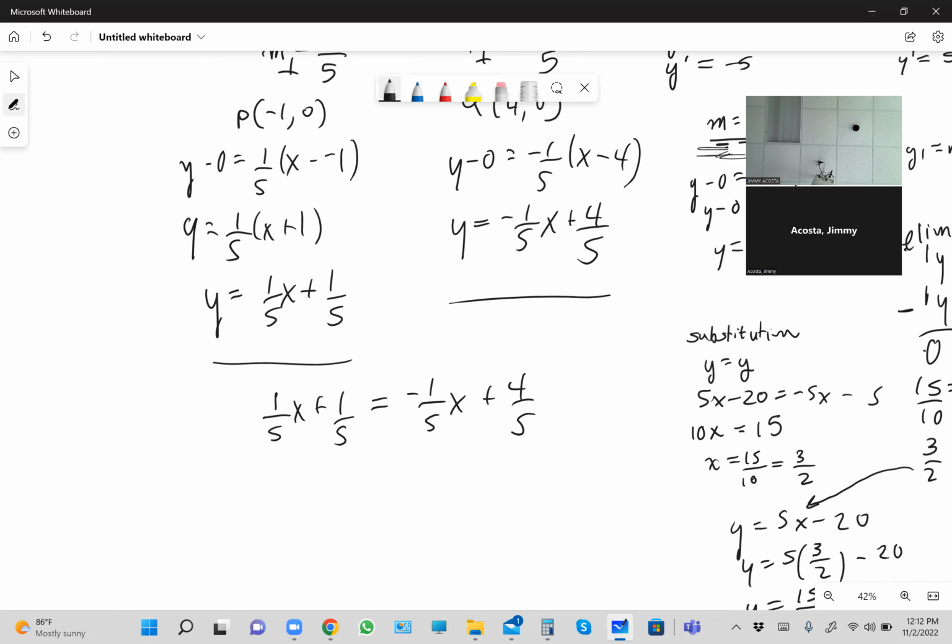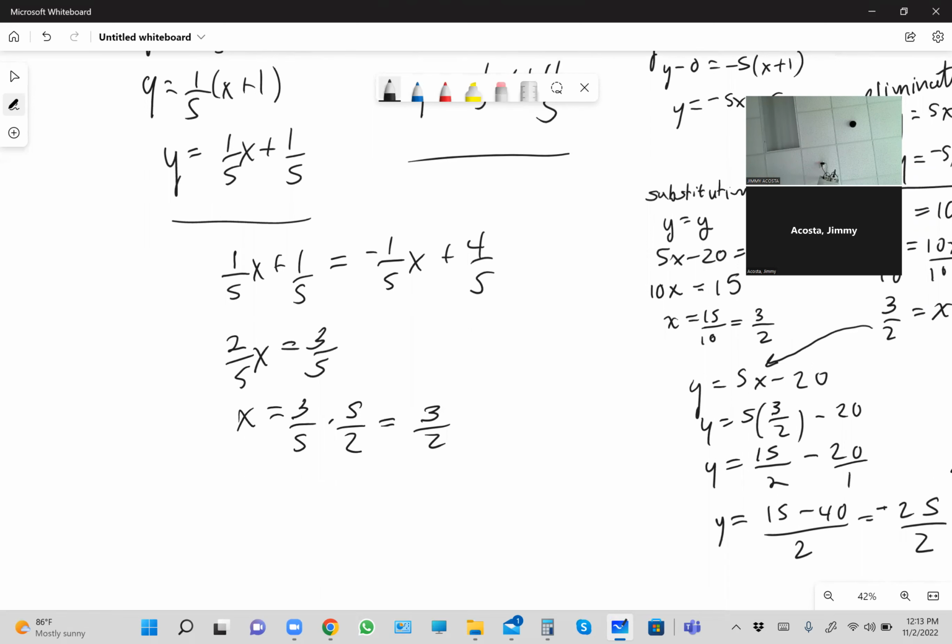So add over, you get 2/5 x plus 3/5 over here. Sorry, equals 3/5. Multiply by the reciprocal, you get 3/5 times 5/2. Guess what it comes out to? 3/2. It's in the middle.